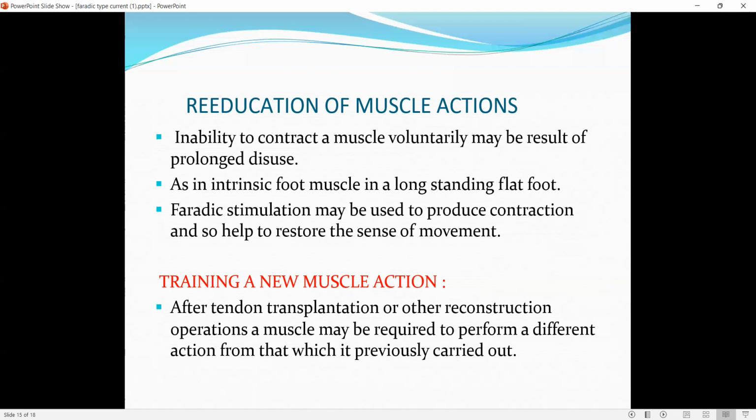Training a new muscle action: after tendon transplantation or other reconstruction operations, a muscle may be required to perform a different action from that which it previously carried out.